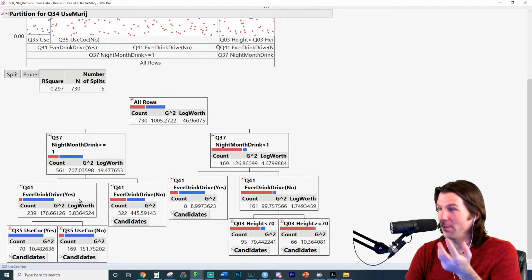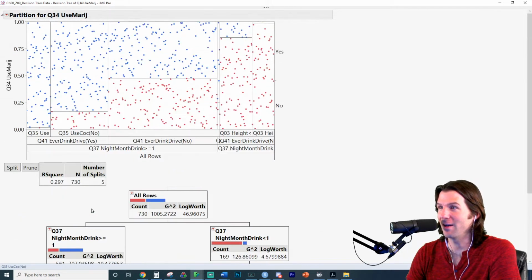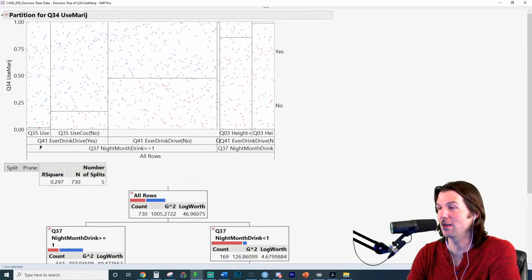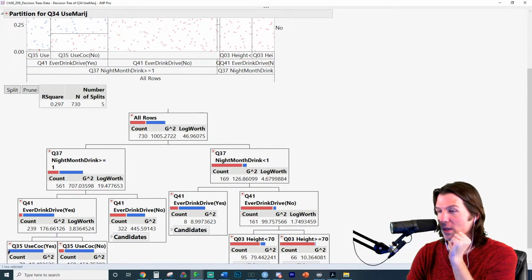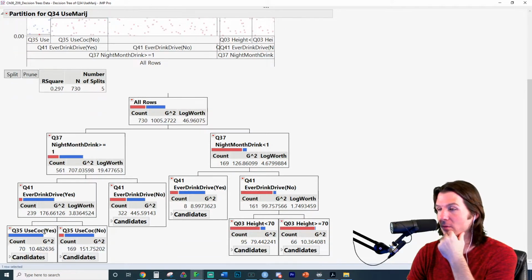So, fun topics. Is it every single person? No, there's one person. Wow, that's insanity. So there's one person right there, one individual, which is so hard to see. I think they are barely right there. We can look at the leaf report. But these are people who drink at least one night a month, have driven drunk, and they use cocaine.